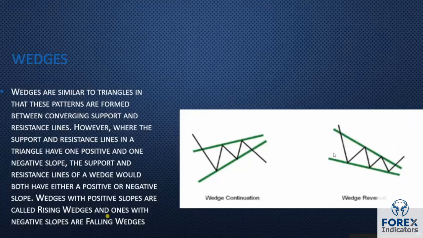Then we go into wedges. Wedges are similar to triangles in that these patterns are formed between converging support and resistance lines. However, where the support and resistance lines in a triangle have one positive and one negative slope, the support and resistance lines of a wedge would both have a positive or both a negative slope. Wedges with positive slopes are called rising wedges, and ones with negative slopes are called falling wedges.